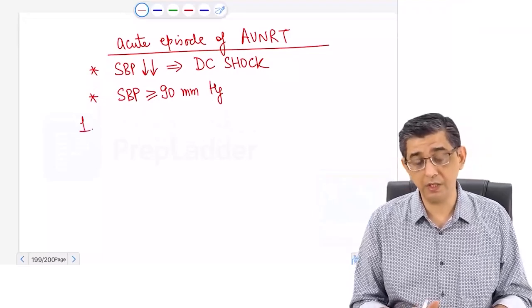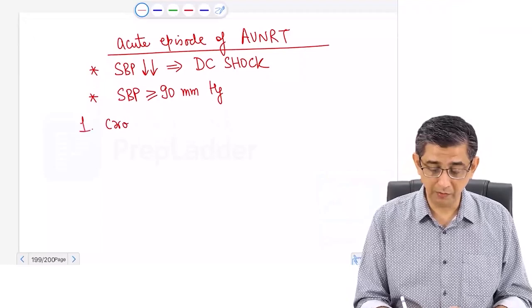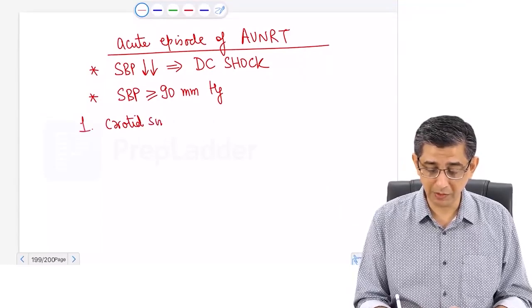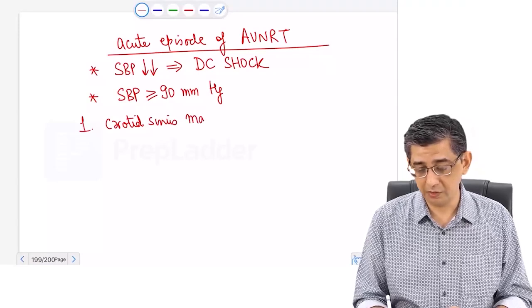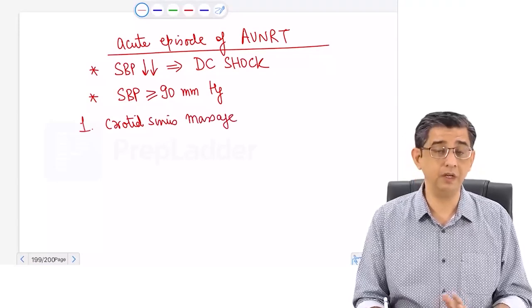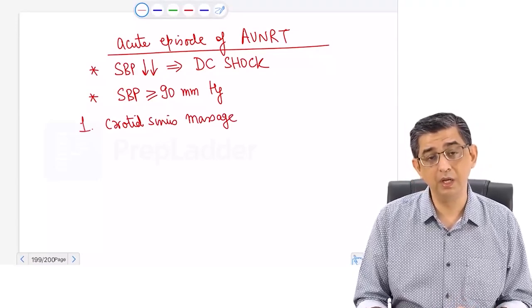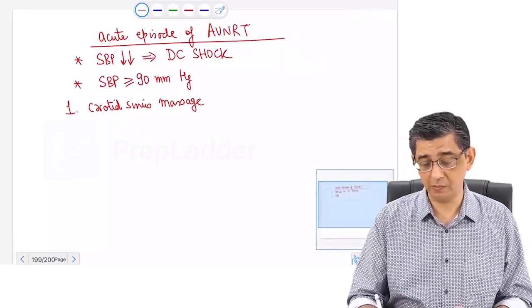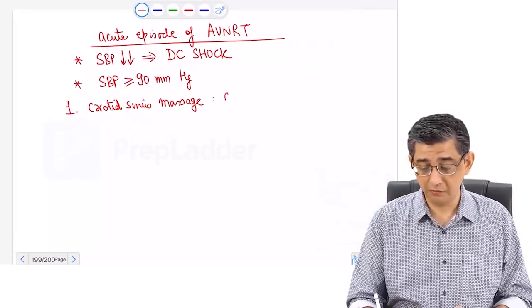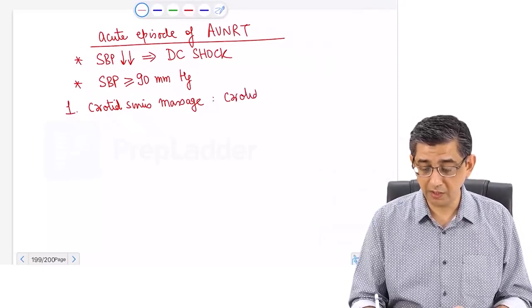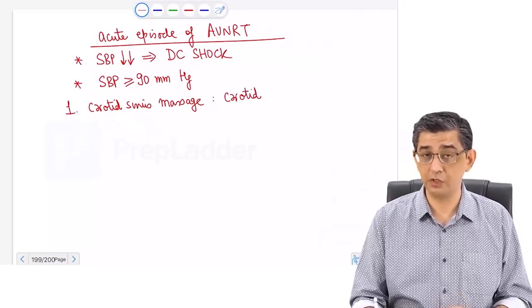If he says what is first line management, your answer would be I will be giving carotid sinus massage to the patient. In fact, carotid sinus massage will slow down the rotational speed again of the re-entry circuit and will cause improvement in the general condition of this patient. Please remember the fact that when carotid sinus massage is given, the nerve that innervates the carotid sinus will be stimulated.